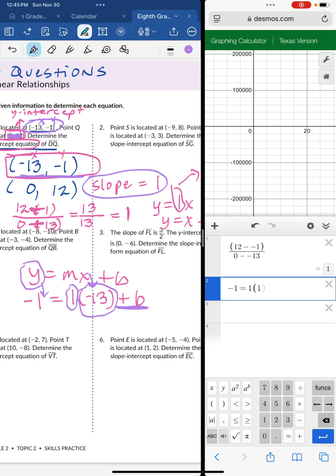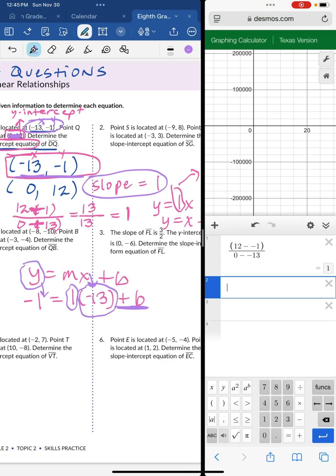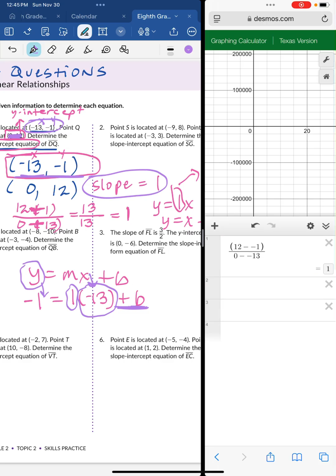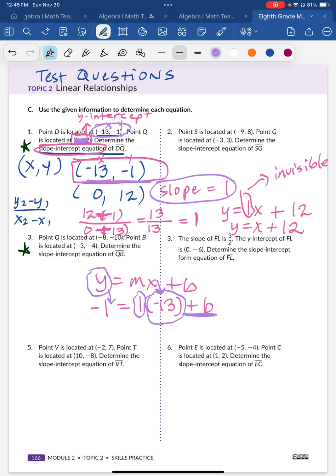I think I will show you what to do on Desmos to get this, just because I'm on my iPad, it's not giving me all of the things that I need. So I'm going to show you how to do that in a minute on Desmos. But what if we plugged in that y and plugged in that x? Then we would get -1 is equal to 1 times -13, which is -13 plus b.